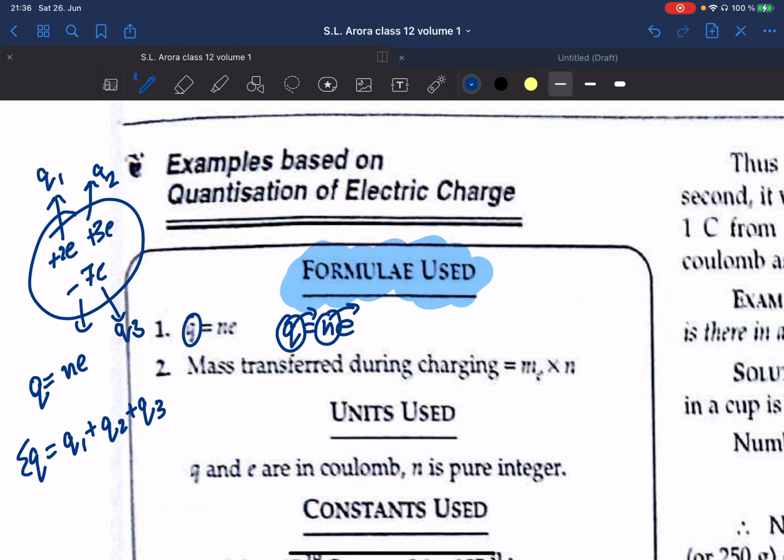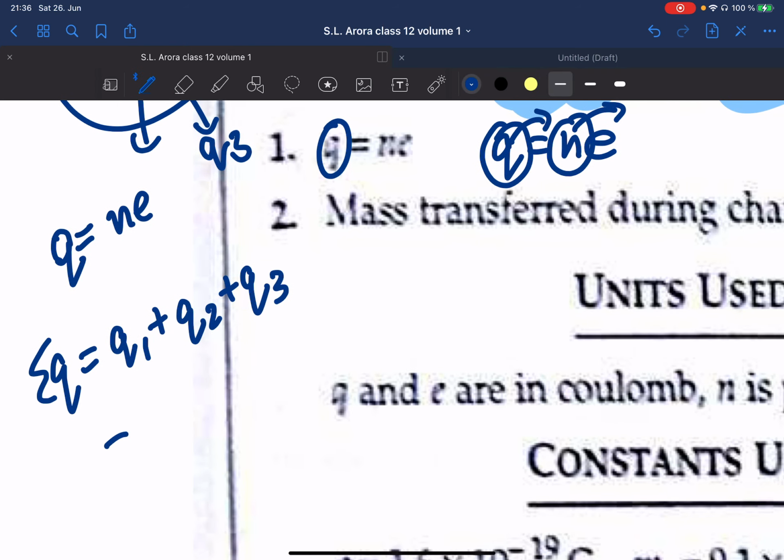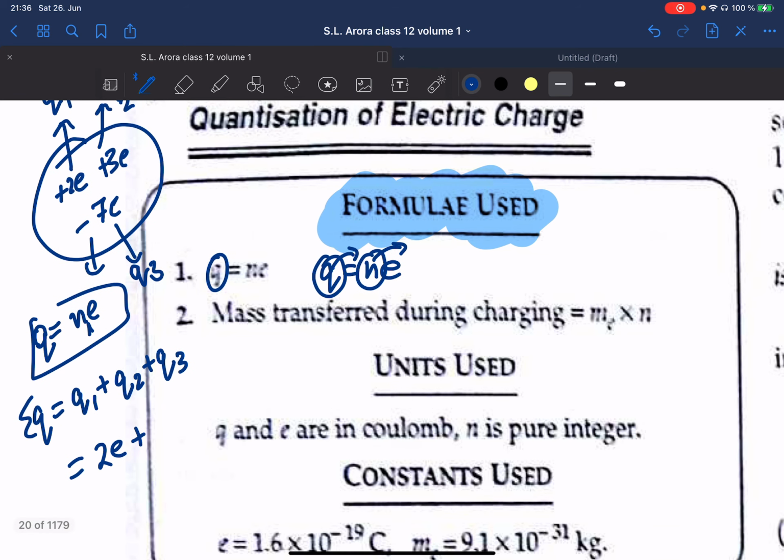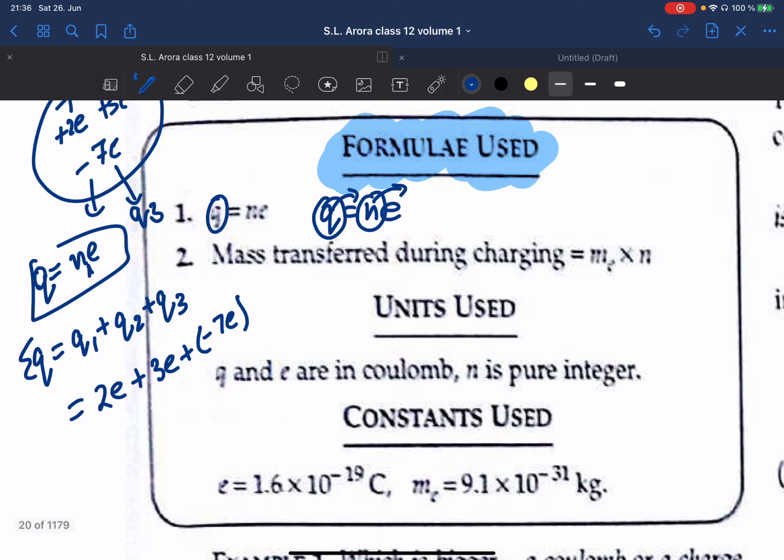So Q1, what is Q1? Q is ne, so Q1 will be n1 times e. Let's say that's 2e. So that will be 2e plus Q2. Q2 is 3e. Plus Q3, that is minus 7e. So that's 5 minus 7, so the net charge on the body will be minus 2e.